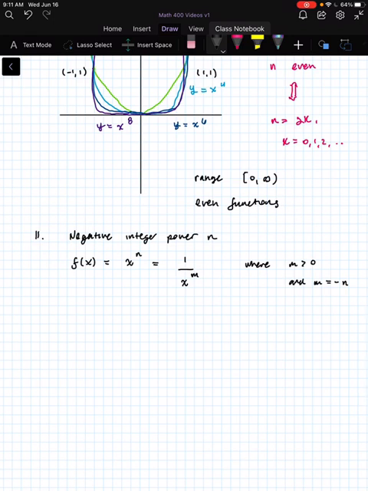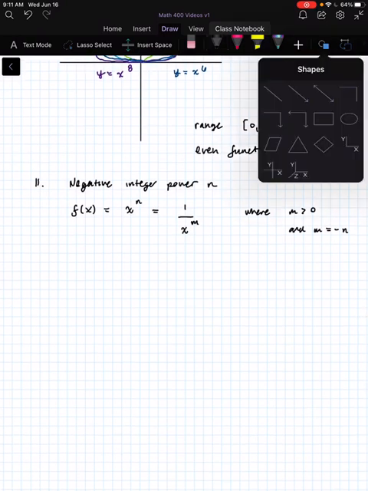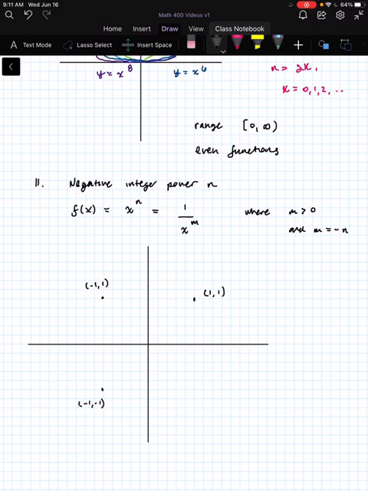So the labels don't matter, but our point here is that we're actually thinking now about something that is fundamentally rational, okay? So let's graph a few examples. I'm going to make this one a little bit bigger. Some important points that they pass through include 1, 1, negative 1, 1, and negative 1, negative 1.